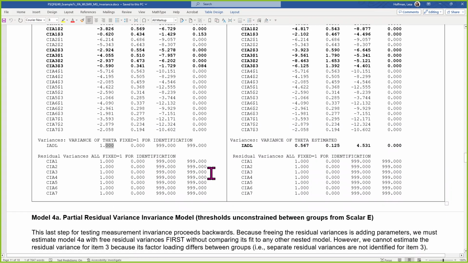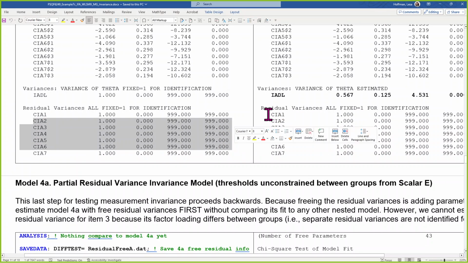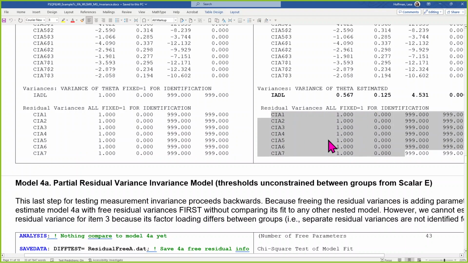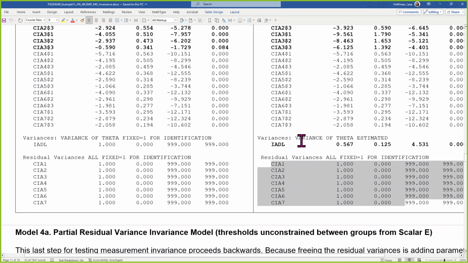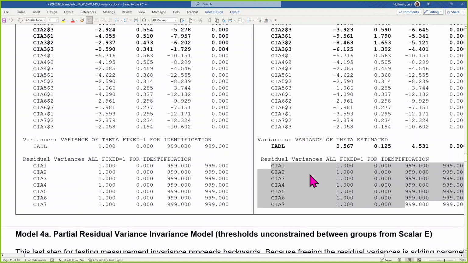So the last step to this, measurement invariance, addresses these residual variances. At this stage, they all were fixed to 1, but once you place invariance constraints on both loadings and thresholds for an item, the residual variance for that item in the alternative group can then be estimated. It sounds crazy, but it can.